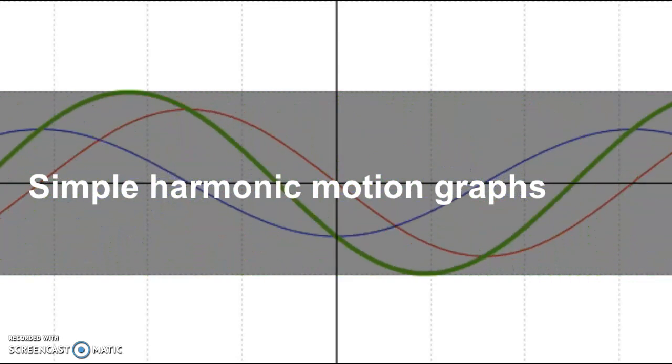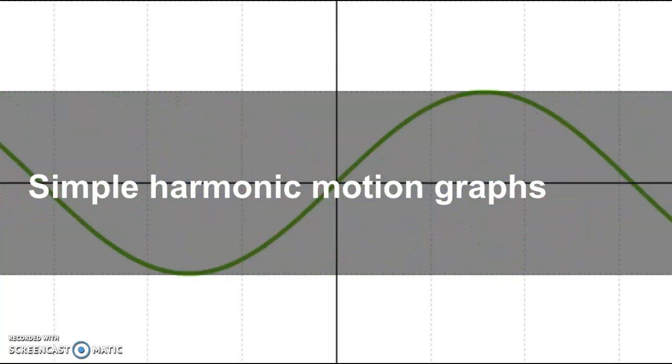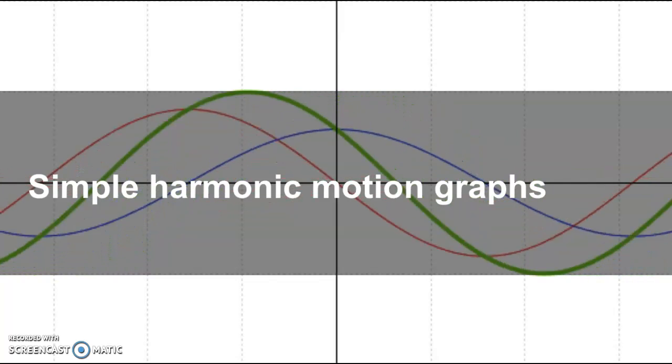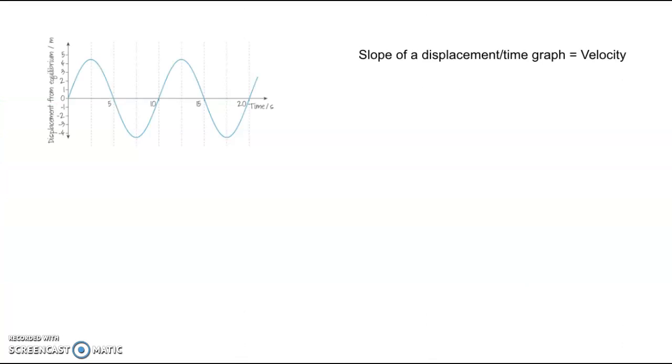Now, simple harmonic motion graphs are just like any other motion graph in that they can represent not just the displacement, but also the velocity and the acceleration. So we're going to have a look at that first.